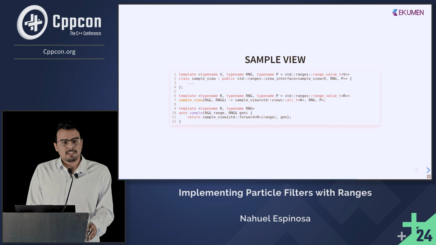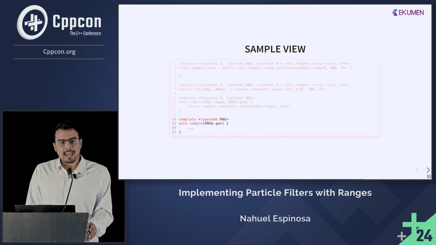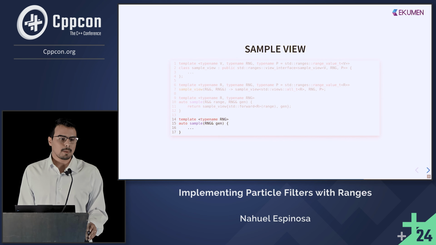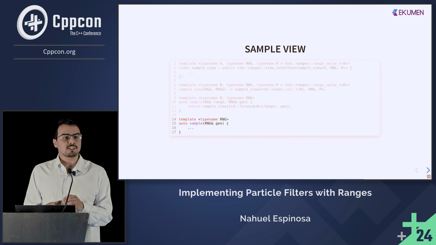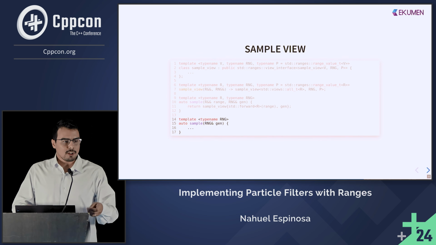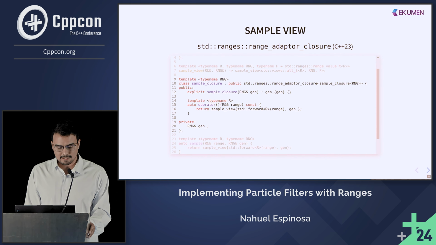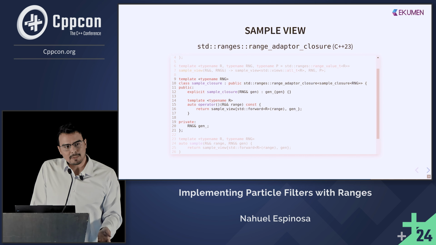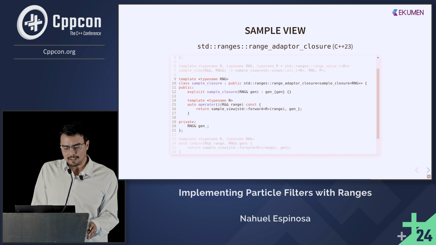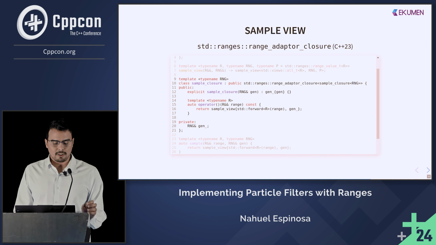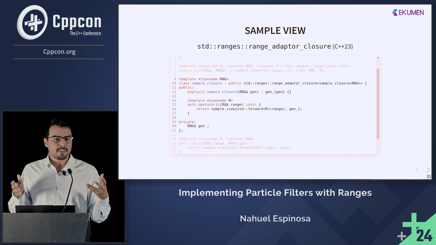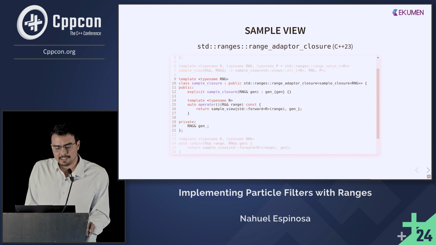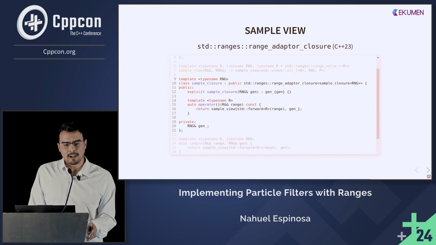So to implement that, this is the code we had from before, we can add a new overload that takes a single parameter, and we need to return something that we can then use to create our view. And that something is an instance of a sample closure type that we will define here. This will inherit from yet another CRTP class from the standard library. This is range adapter closure. And what this does is makes our type pipeable with standard adapters. So this is what was added in C++23 to support user-defined adapters.